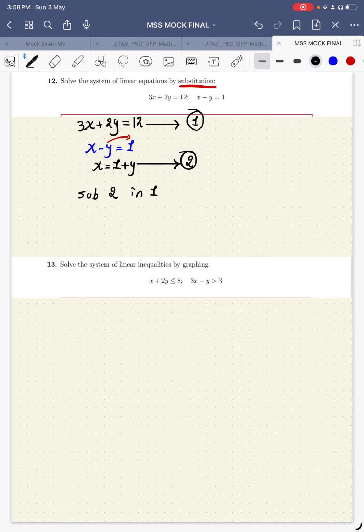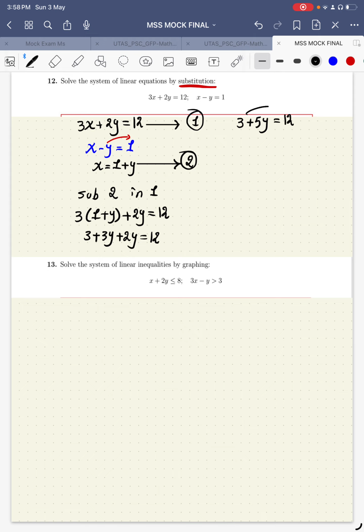So I'm going to have 3 times (1 plus y) plus 2y, which equals 12. And I'm going to distribute the 3. So 3 times 1 is 3, 3 times y is 3y, plus 2y equals 12. Now I have 3y plus 2y. Both of them are the same term, so I'm going to have 3 plus 5y equals 12.